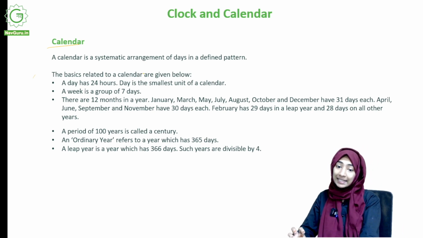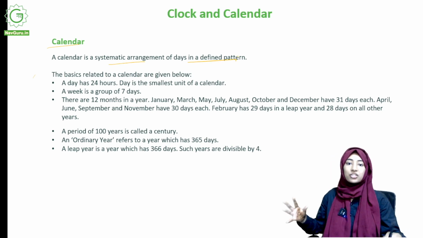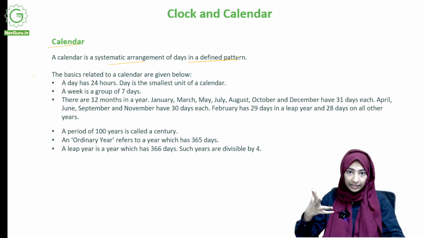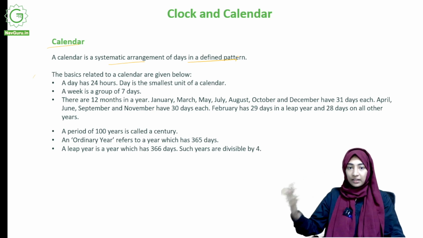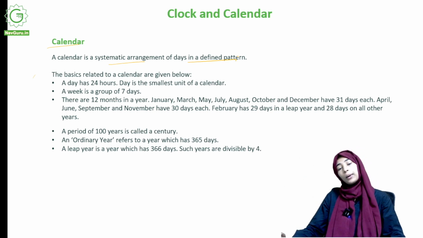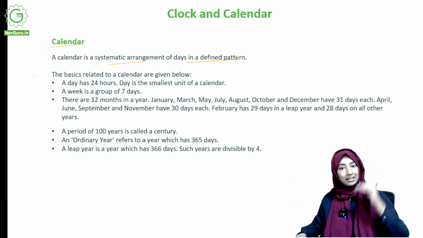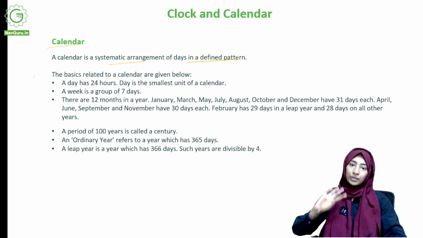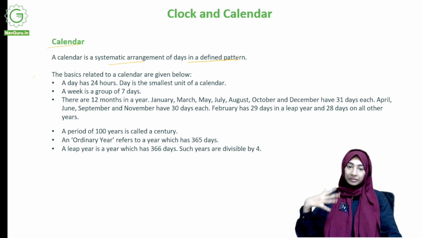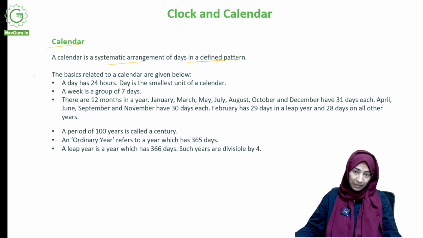So a calendar is basically a systematic arrangement of days in a defined pattern. You arrange days into months, right? If you look at the Gregorian calendar, the English calendar that we follow, you have different months defined, January, February, March, and so on. These months have weeks, these weeks have days. All of this is defined. It's not just a random set of months or days, right? It's all based on some specific pattern that is being followed. So that is basically what a calendar is.